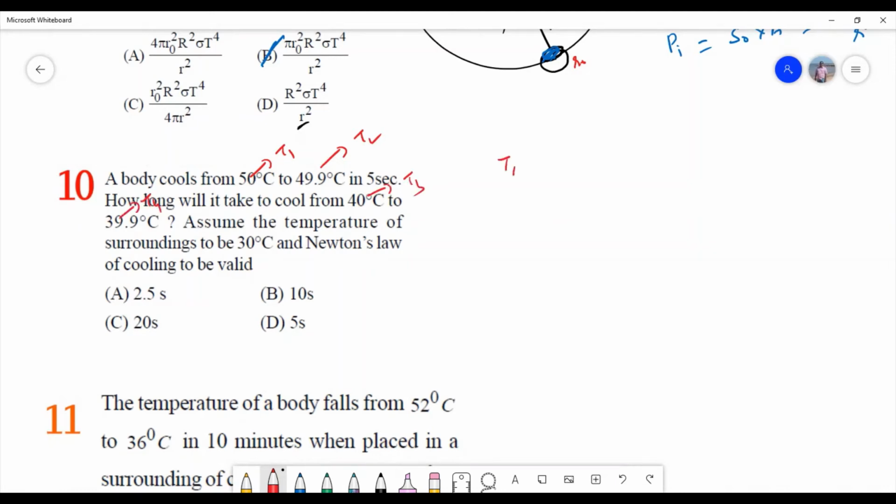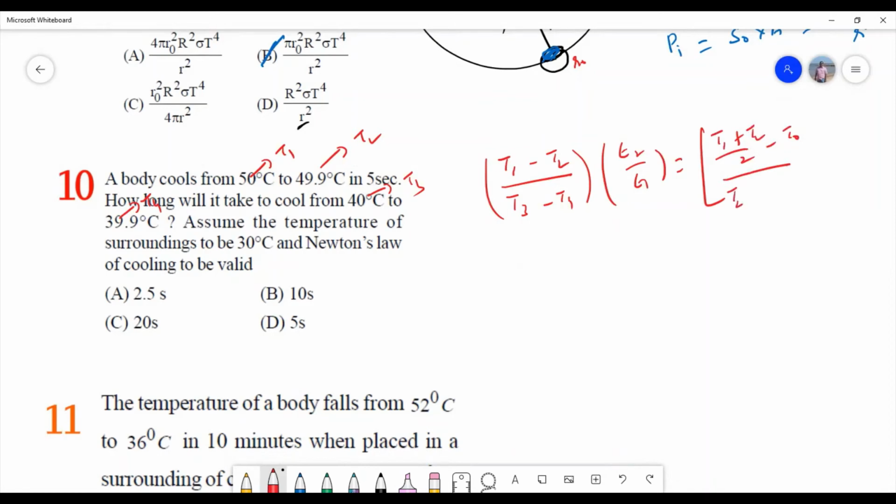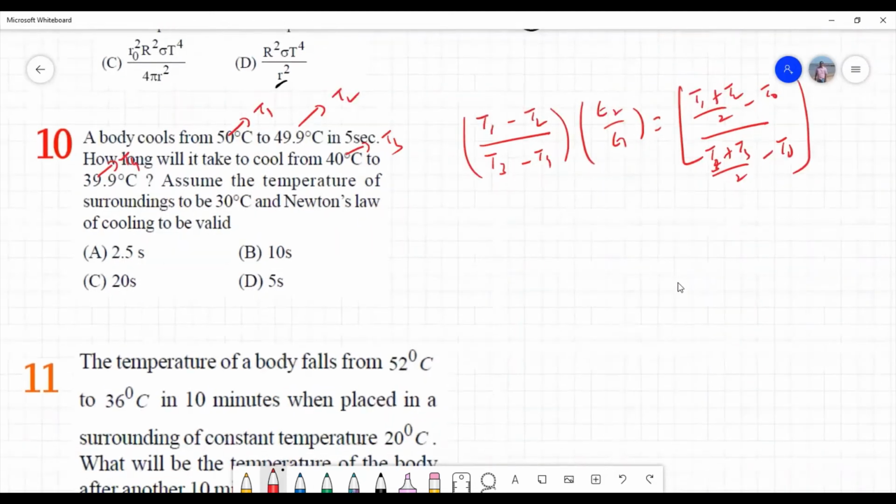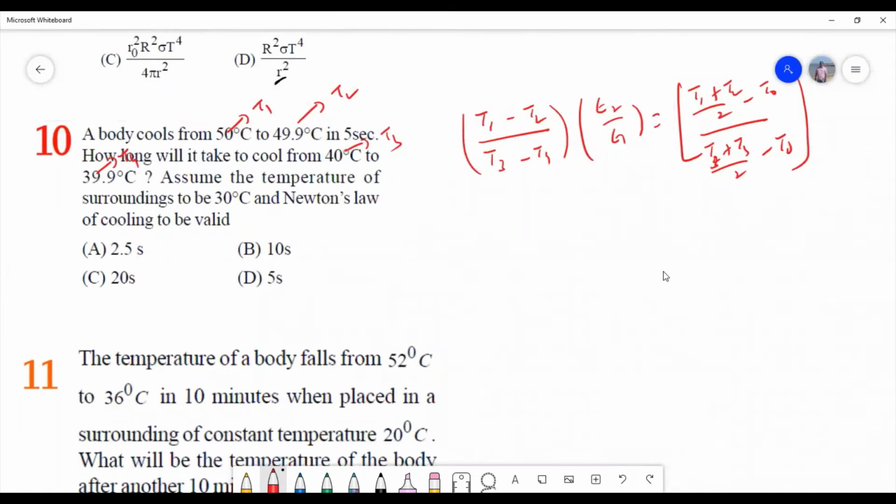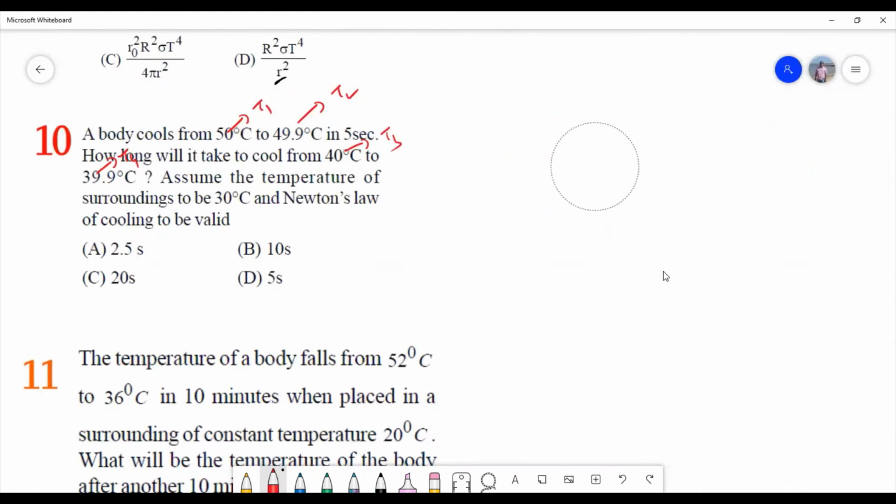So I can write (T1 minus T2) upon (T3 minus T4) into T2 by T1 is equal to, you have to take the average, (T1 plus T2) by 2 minus T0, whole upon (T3 plus T4) by 2 minus T0. This I am writing from Newton's law of cooling. Instead of remembering the formula directly, you can write it directly from dT by dt is equal to minus b into (T minus T0).